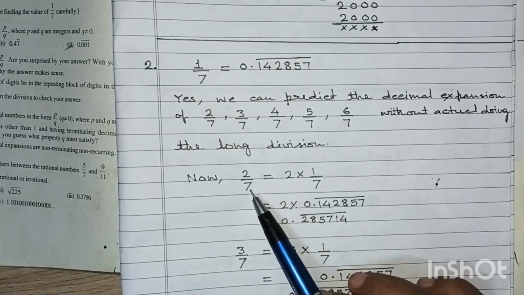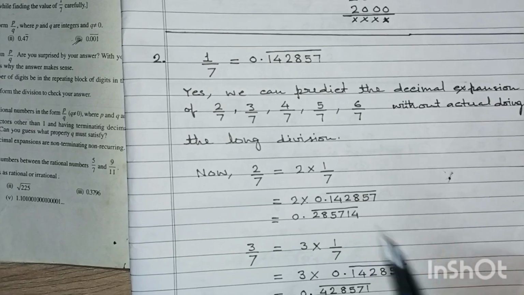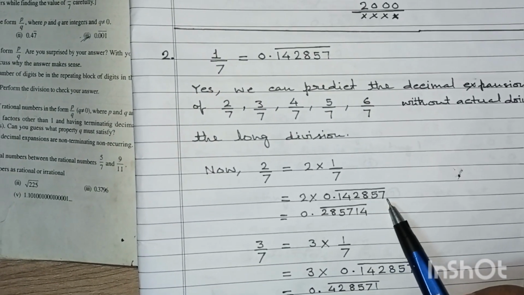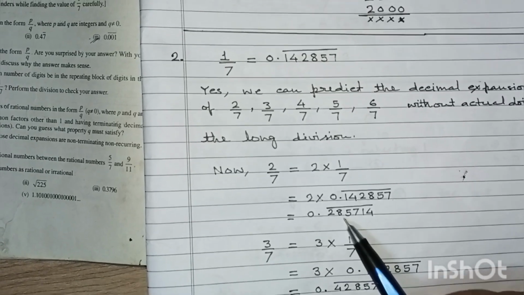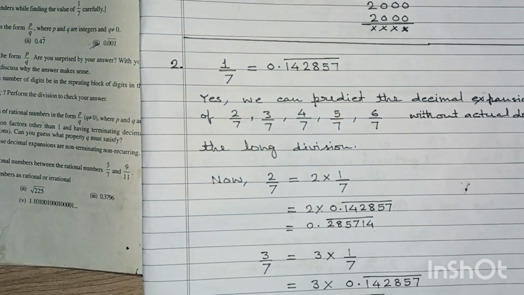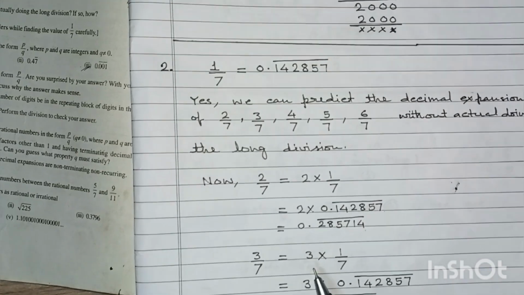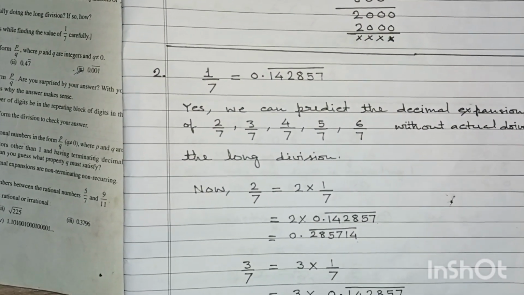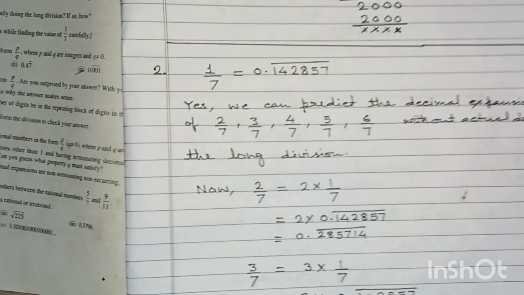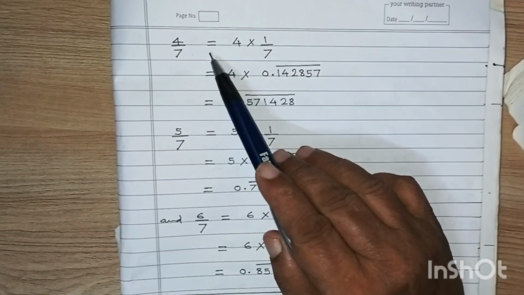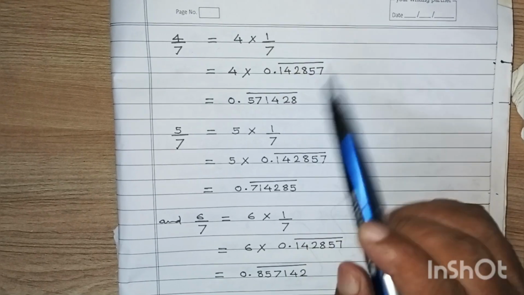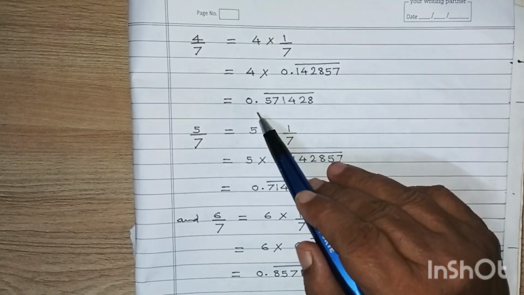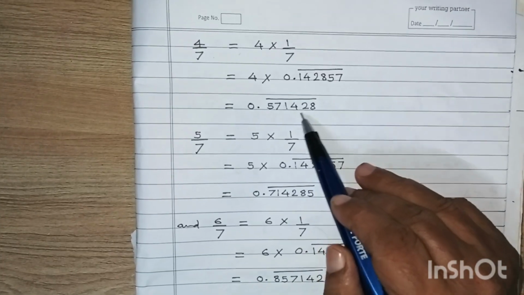Now 2 by 7 equals 2 multiplied by 1 by 7, that is 2 multiplied by 0.142857, that is 0.285714 bar. 3 by 7 is 3 multiplied by 1 by 7, that is 0.428571 bar. 4 by 7 equals 4 multiplied by 1 by 7, 4 multiplied by 0.142857, that is 0.571428 bar.